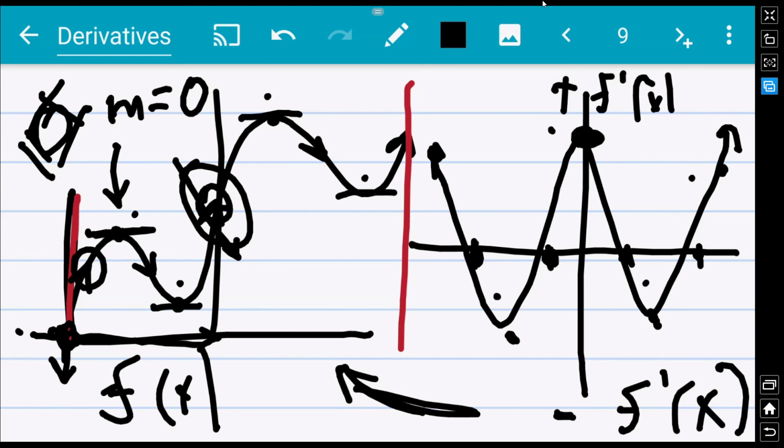So that is the basics of derivatives, and I will be explaining the rules of how to actually get a derivative from a function in the next video.